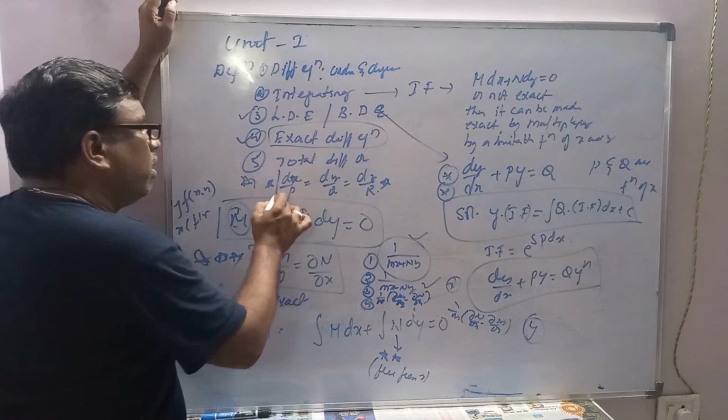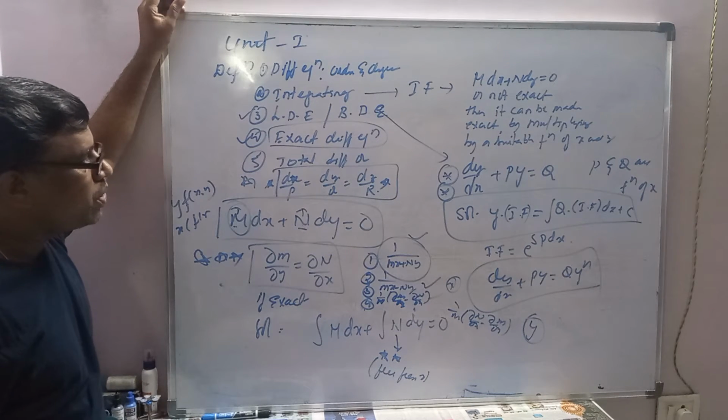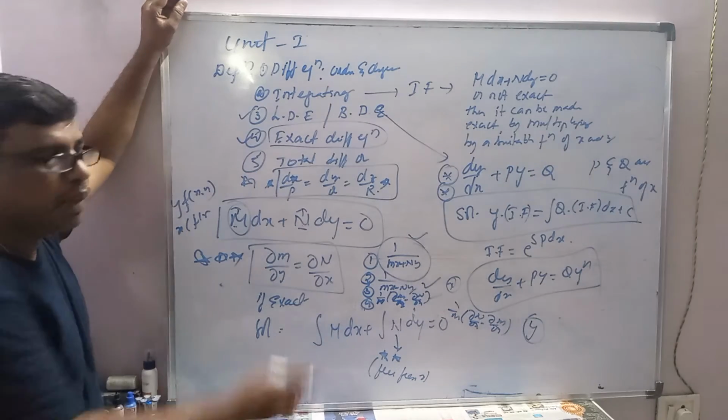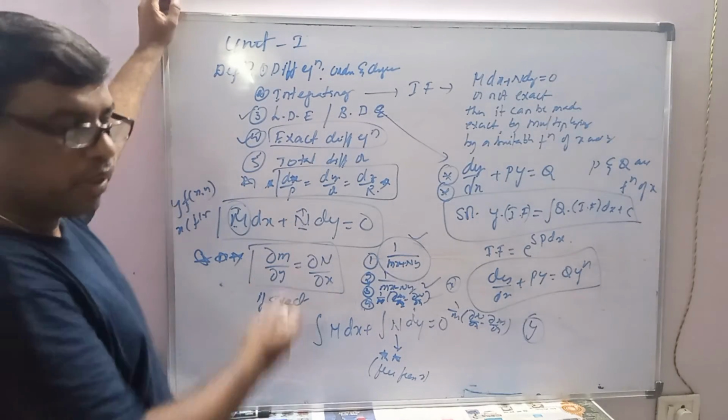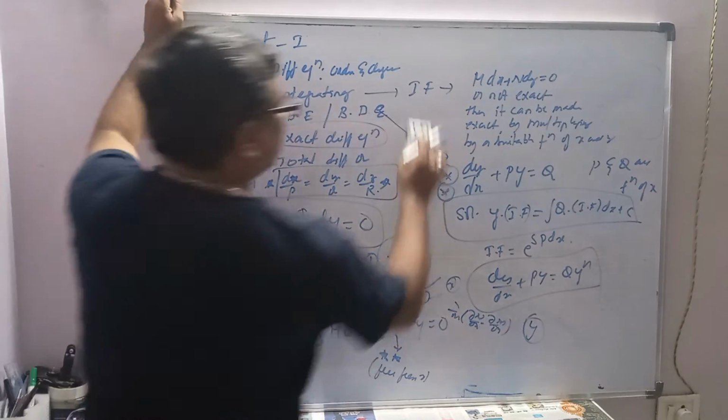Next one is dx by P is equal to dy by Q is equal to dz by R. This type of problem is very easy.